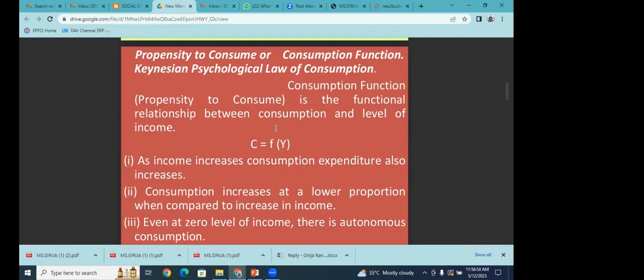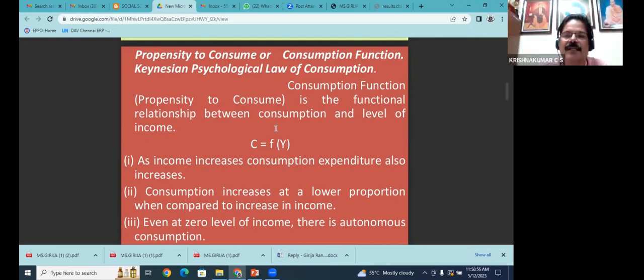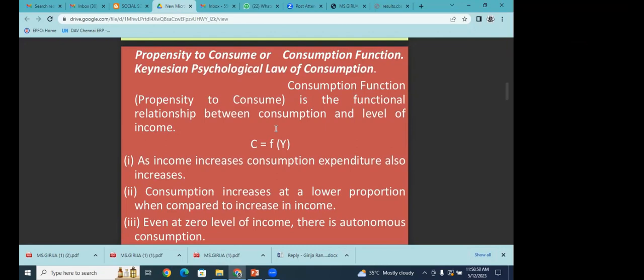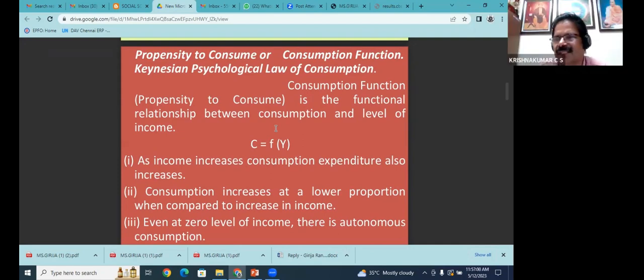Say, for example, a person's income per month is 10,000. His saving may be zero because 10,000 will not be sufficient for him to meet his expenditure. So he will not have anything to save at all. But suppose his income increases to 20,000, he may be able to save some 5,000 rupees.